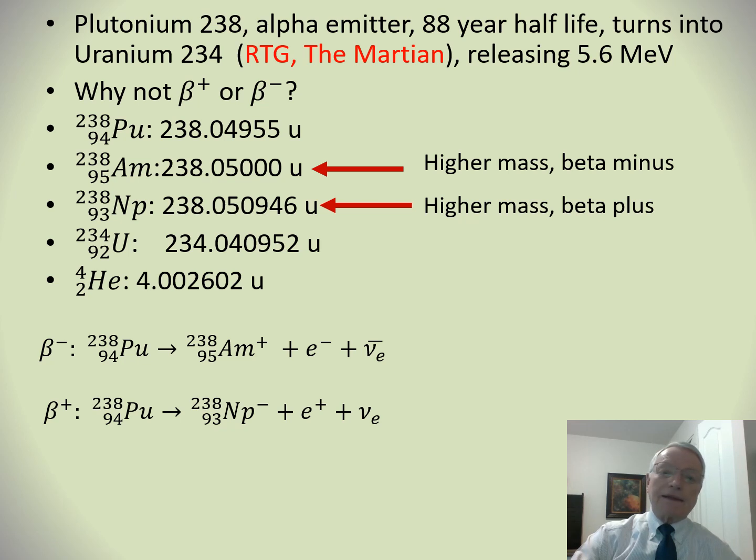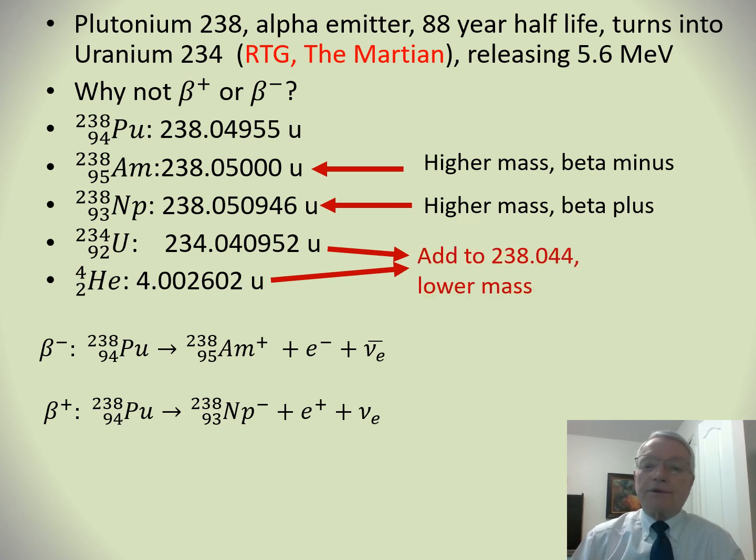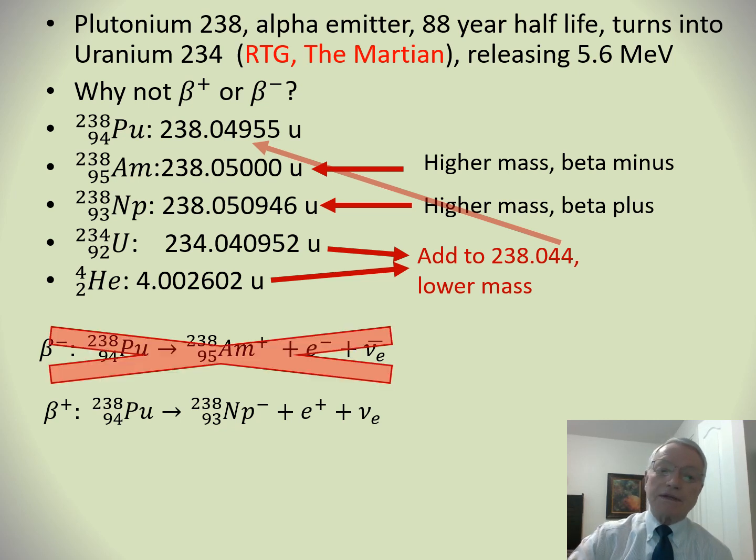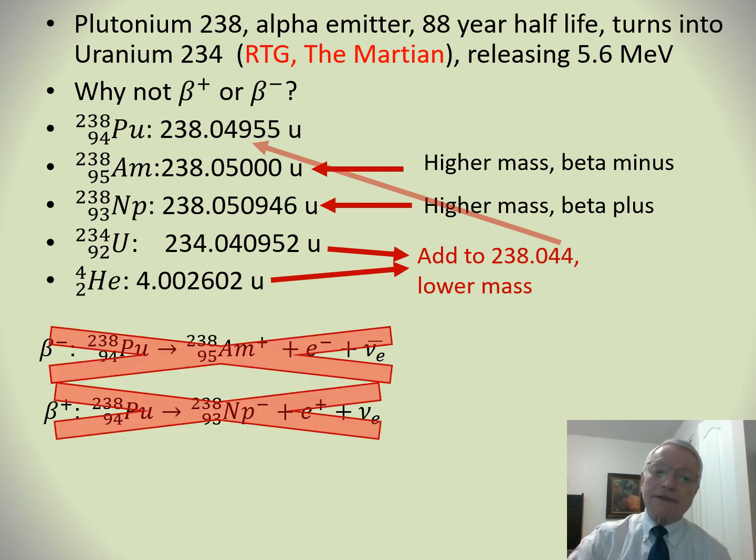But if you look at the final state of the alpha decay, which is uranium-234, you take its mass plus the mass of the helium nucleus that it kicked out and add those up. They add up to 238.044, and that's lower in the third decimal place than the 49 that the original state had. So this is the one that can go. So we have to cross out beta minus decay, cross out beta plus decay, and we get alpha decay. That's the way plutonium loses its energy.